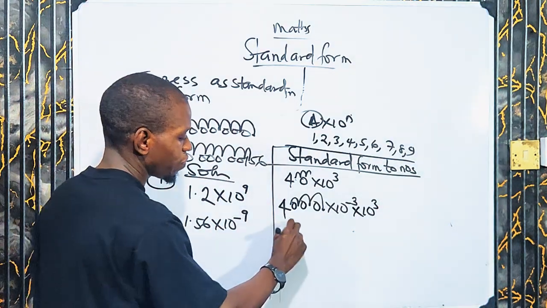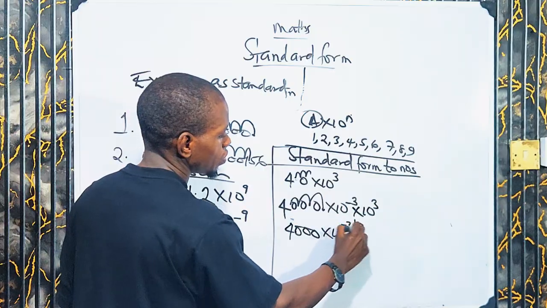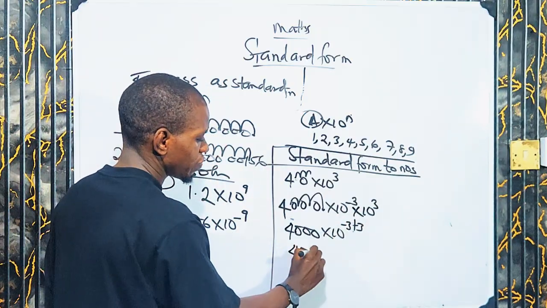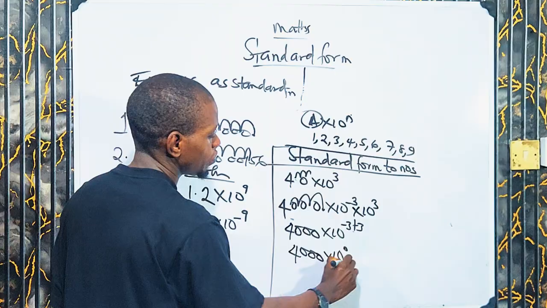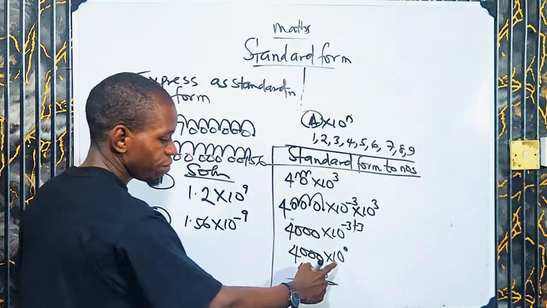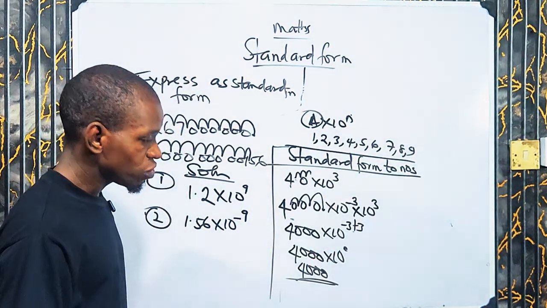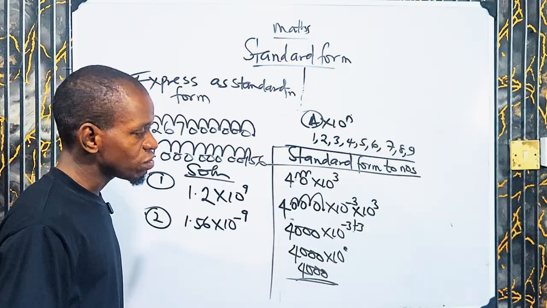So what is going to be my final answer? I will say 4,000 times 10 to the power of minus 3 plus 3, which is going to give me 0. So I have it as 4,000 times 10 to the power 0. And 4,000 is going to be your final answer. Why? Because 10 to the power 0 is going to give me 1, and 1 times 4,000 is what?